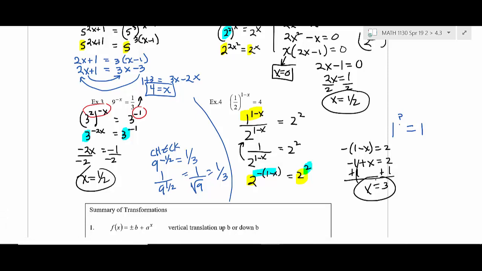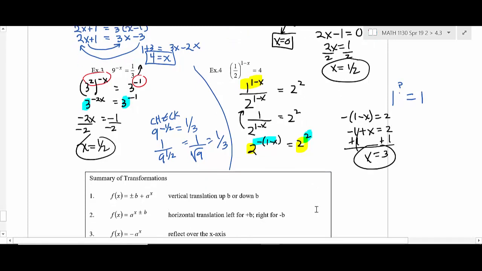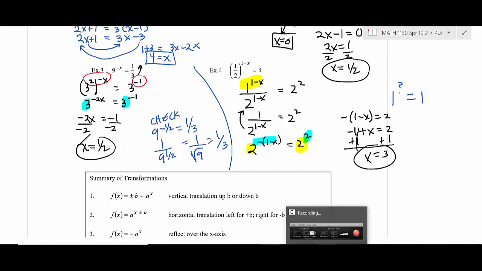Okay, any questions about what I did? Okay, so the goal on those problems was always the same. You're basically trying to get your bases the same. When you do that, you set the exponents equal and you're done. Okay, that's pretty simple. And it's really a good exercise to help you review your properties of exponents, because that's what you need when you're doing logs.